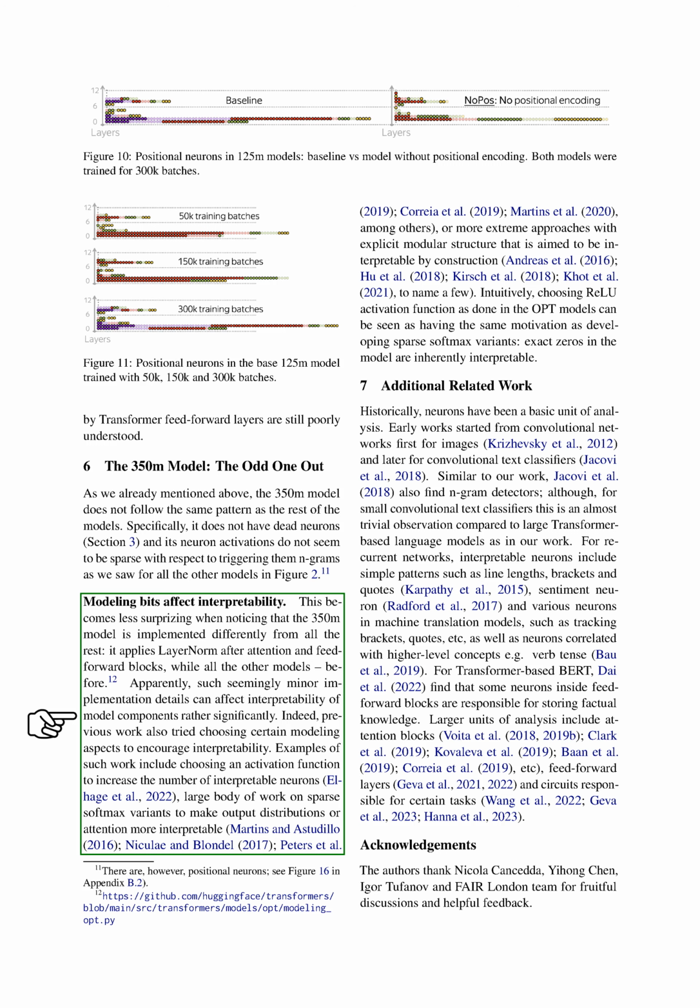Previous work has also attempted to choose certain modeling aspects to enhance interpretability, such as selecting an activation function to increase the number of interpretable neurons, or developing sparse softmax variants to make output distributions or attention more interpretable. Historically, neurons have been a fundamental unit of analysis. Early work focused on convolutional networks for images and later for convolutional text classifiers. Similar to our work, these studies also found n-gram detectors. However, this is a relatively trivial observation for small convolutional text classifiers compared to large transformer-based language models like ours. For recurrent networks, interpretable neurons include simple patterns such as line lengths, brackets and quotes, sentiment neurons, and various neurons in machine translation models. For transformer-based BERT, some neurons inside feed-forward blocks are responsible for storing factual knowledge. Larger units of analysis include attention blocks, feed-forward layers, and circuits responsible for certain tasks.